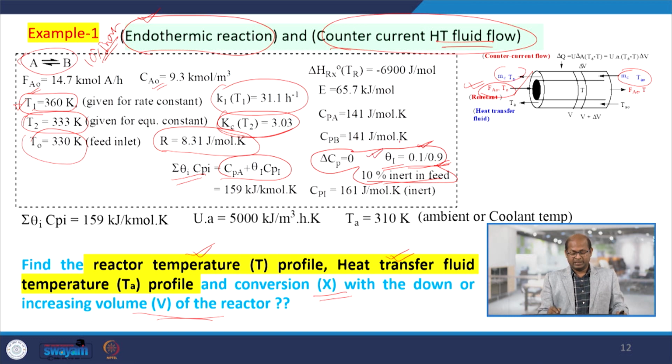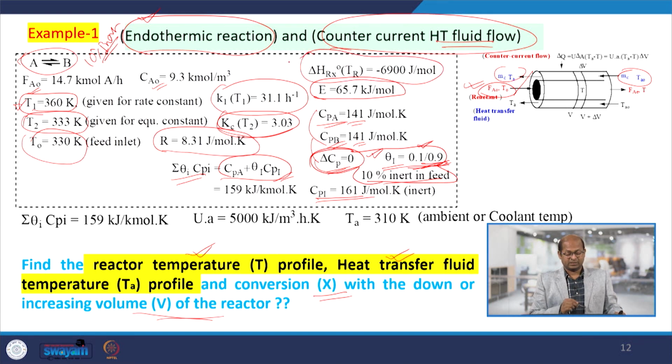So, then theta_i is the mole ratio, therefore theta is this. Cp_i, the heat capacity of the inert component, is given, and the heat capacity of component A and component B is given. So, if both are the same, then delta Cp we can put as 0. This is 141, this is 141, then delta Cp would be 0. Activation energy for this reaction is given as 65.7 kilojoule per mole, and the heat of reaction for this reaction is given. So, these are the known quantities that are given.